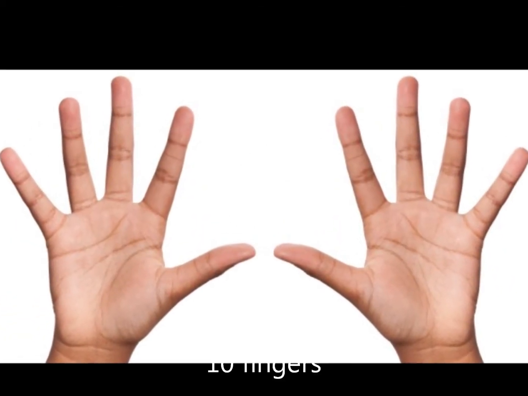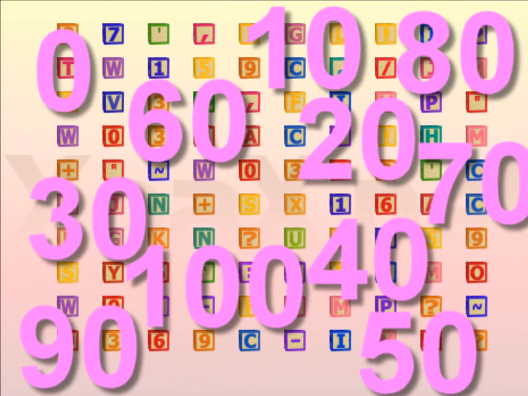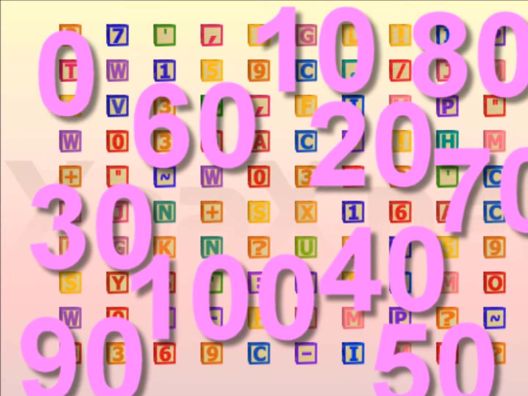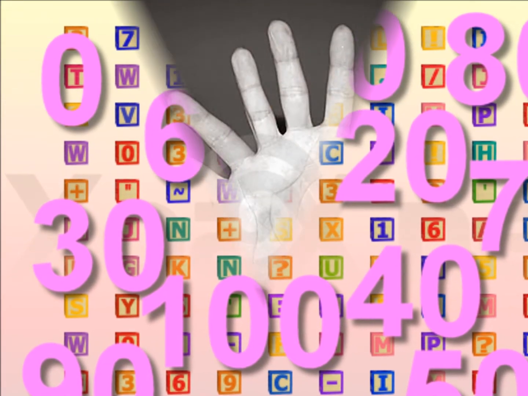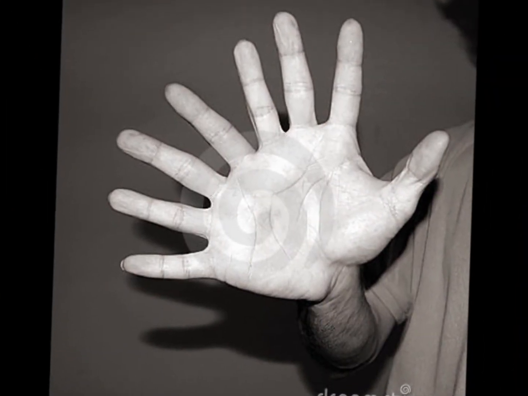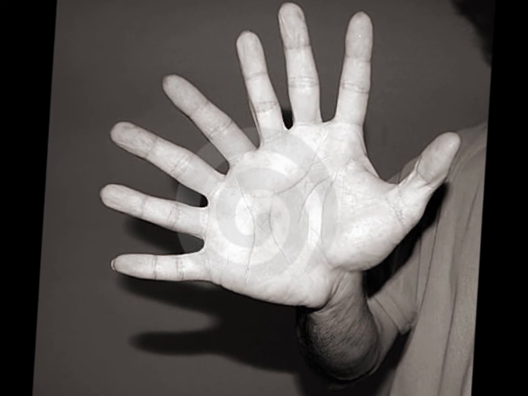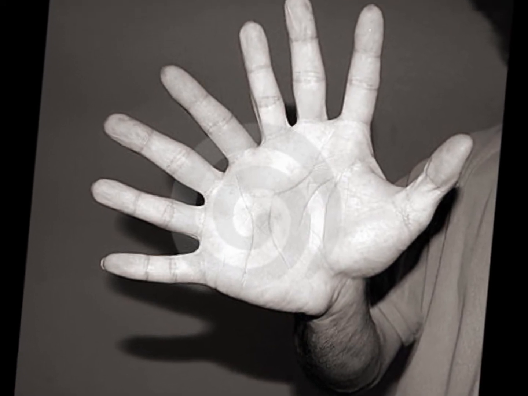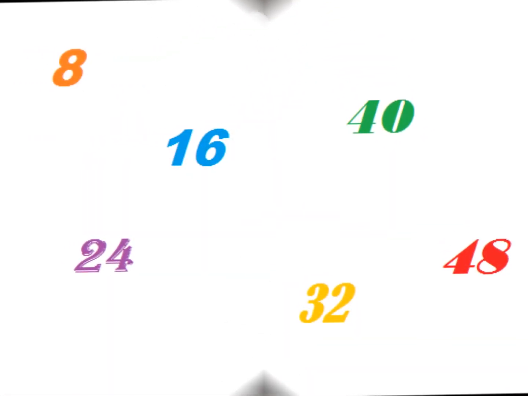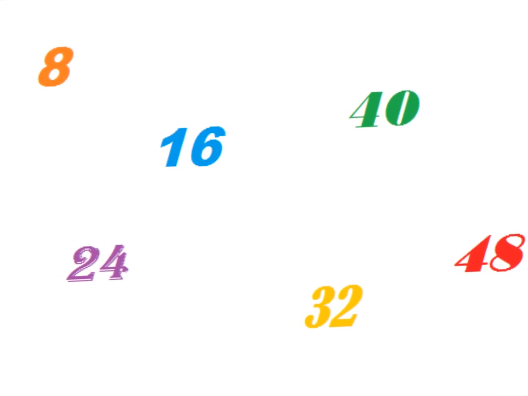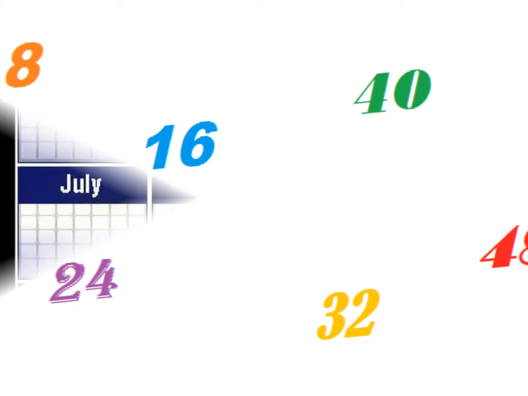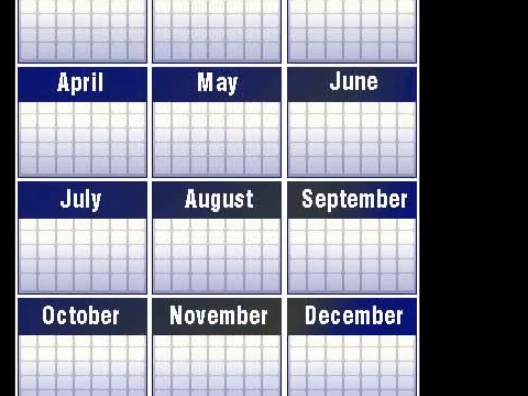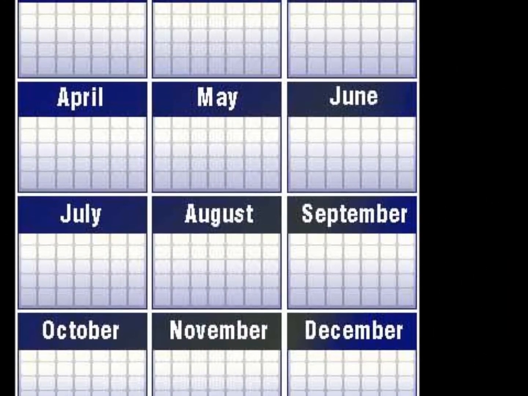Almost every person has 10 fingers. Since we have 10 fingers, our numbering is based on multiples of 10, which is called decimal. Can you imagine how life would be different if all human beings were born with 8 fingers instead of 10? Maybe our numbering system would be based on multiples of 8. In everyday life, we use decimal numbers.